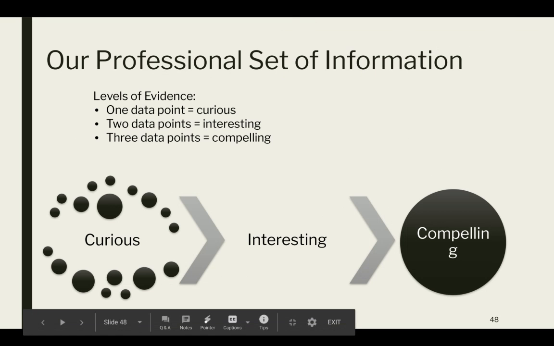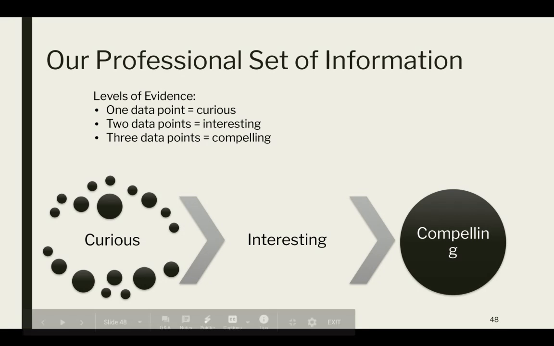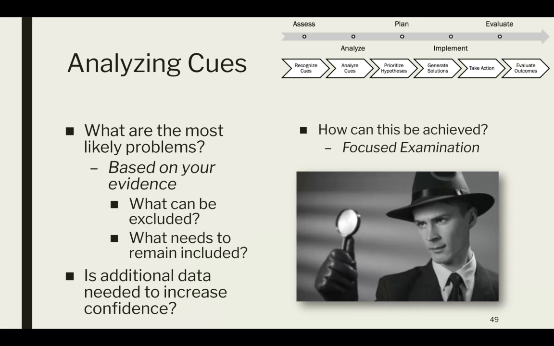And then we are going to move on to our professional set of information. This is just recapping everything we've been going over. So our one data point, that's curious. Two data points, well, that's interesting. Three data points, now we have compelling evidence. Now we want to do something.